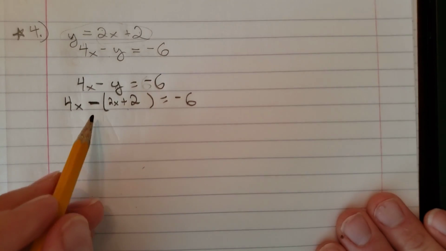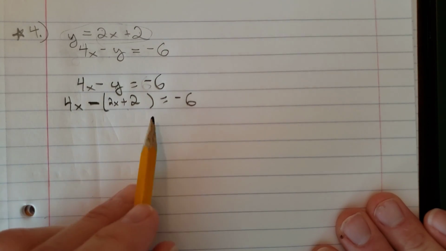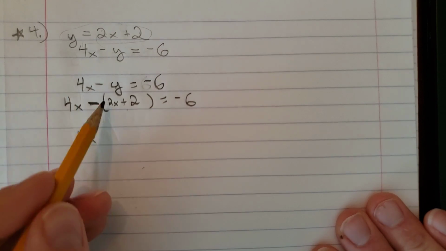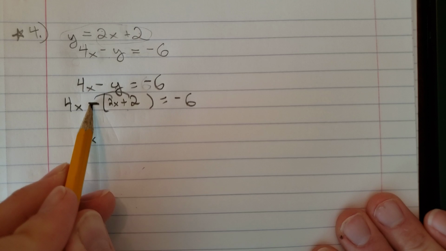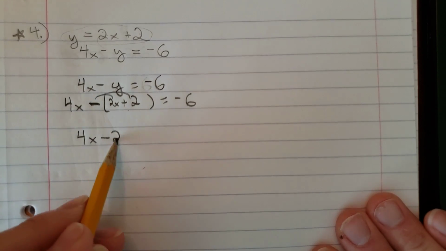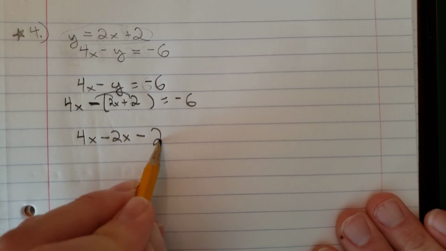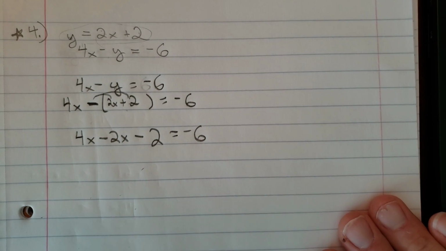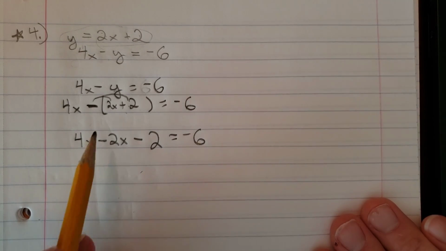Now I am going to simplify this over here. So I get 4x, it's subtracting a 2x and subtracting the plus 2. So subtracting a positive 2. All right, equals negative 6. Now this is one of the trickiest ones that we've done, so make sure you're fixing your work and learning from it, okay?